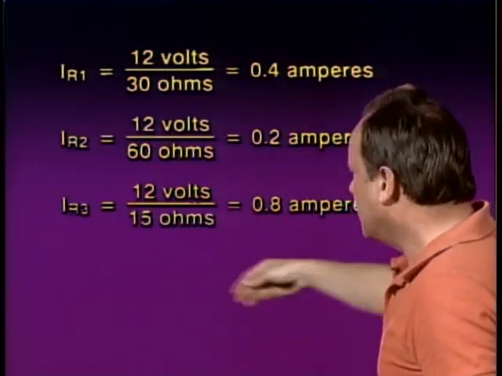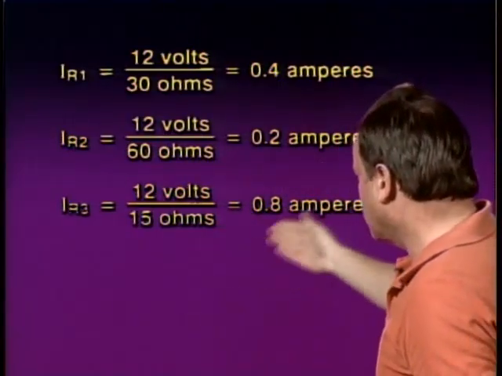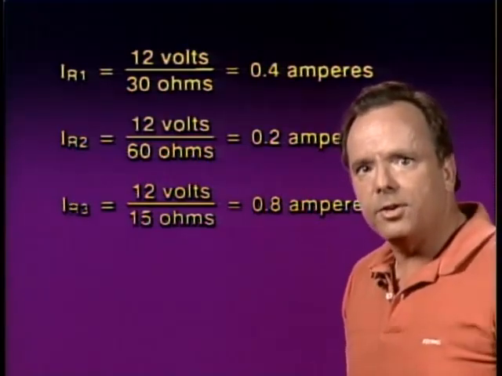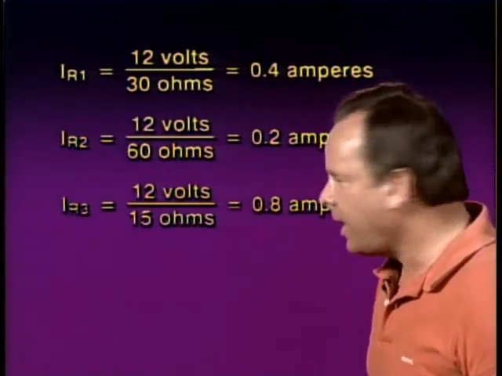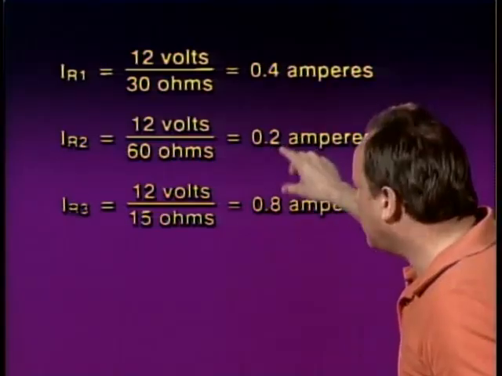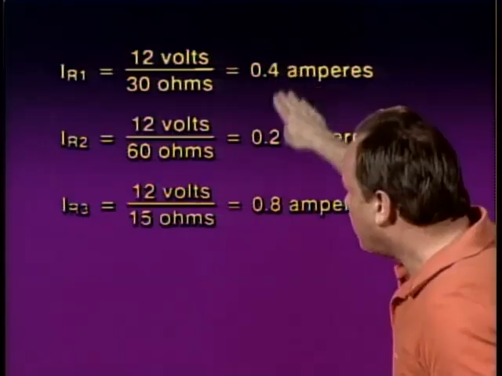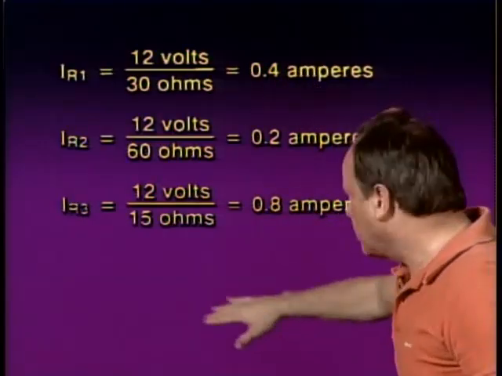That's the basic Ohm's law that we said you need to know. All right, so all you have to do is do that for each one of these: 12 divided by 30, 12 divided by 60, and 12 divided by 15. And those are the 3 currents, the 3 different paths provided in that parallel circuit.